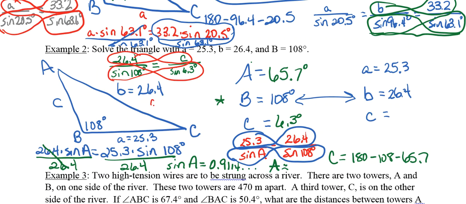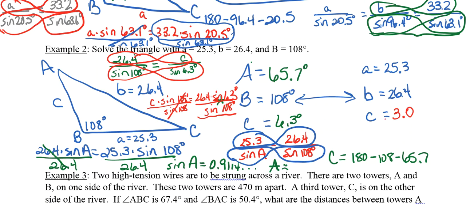So I have C times sine of 108 equals 26.4 times sine of 6.3. Divide by sine of 108. So I'm going to plug this piece in: 26.4 times sine of 6.3 outside the parenthesis, divide by sine of 108, and I get a measurement of 3.0.